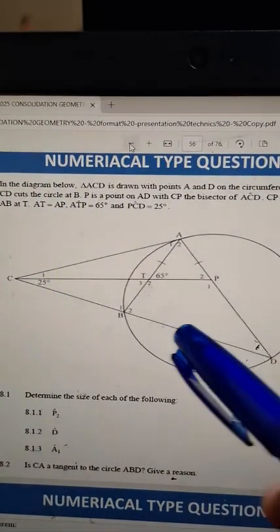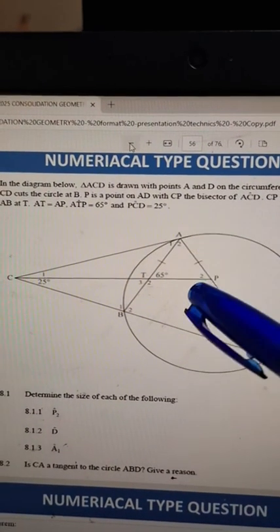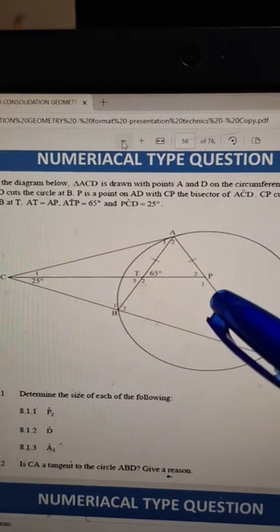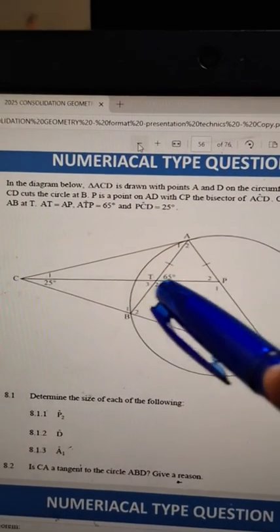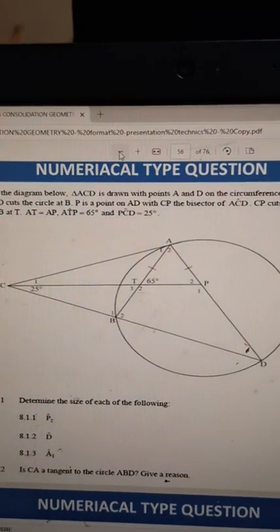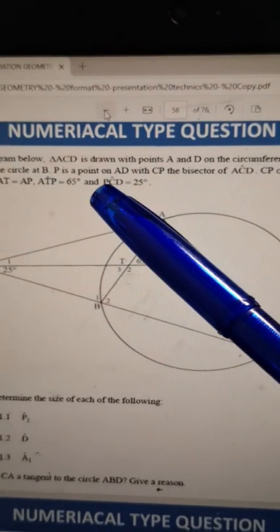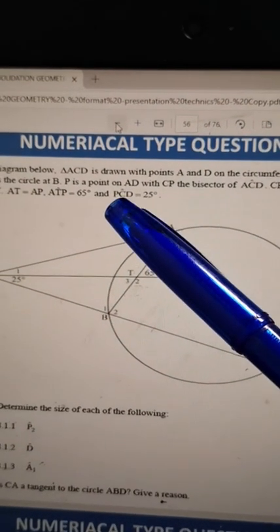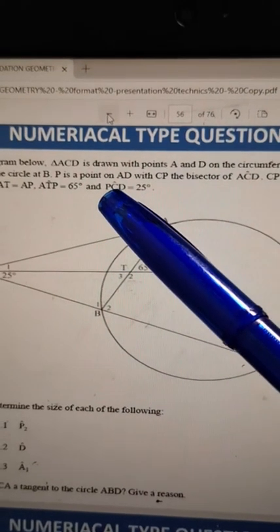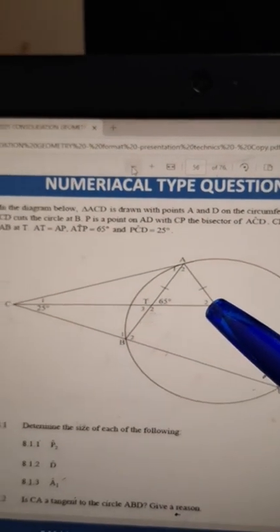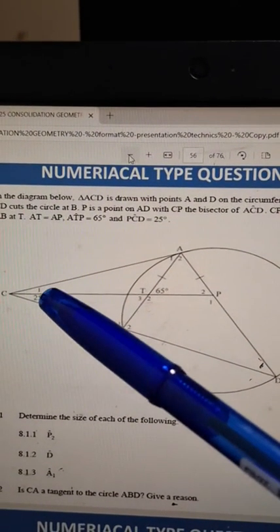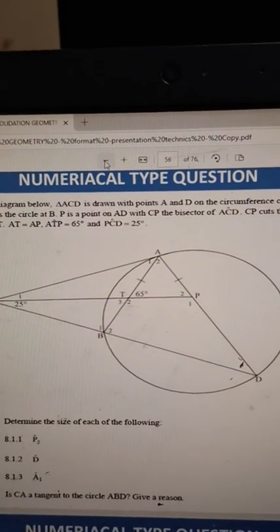Then we are told AT is equal to AP, which is 65 degrees. And then we are told that angle PCD is 25 degrees. Please take note that in the notation PCD, the middle letter with the little cap on top denotes that angle. We just use this by convention. So it's 25 degrees, and you can see it's already inscribed in our diagram.